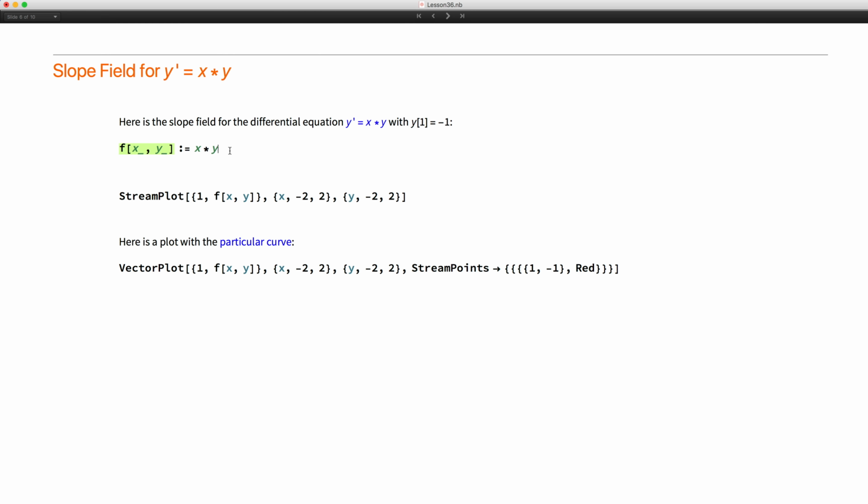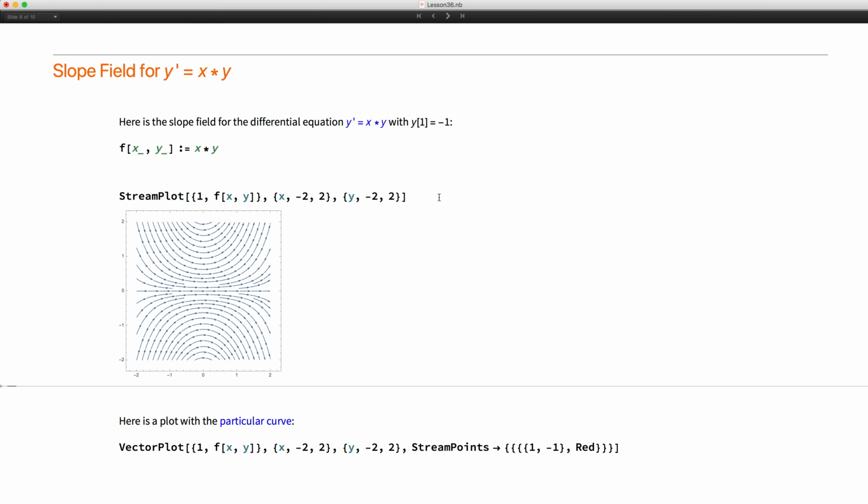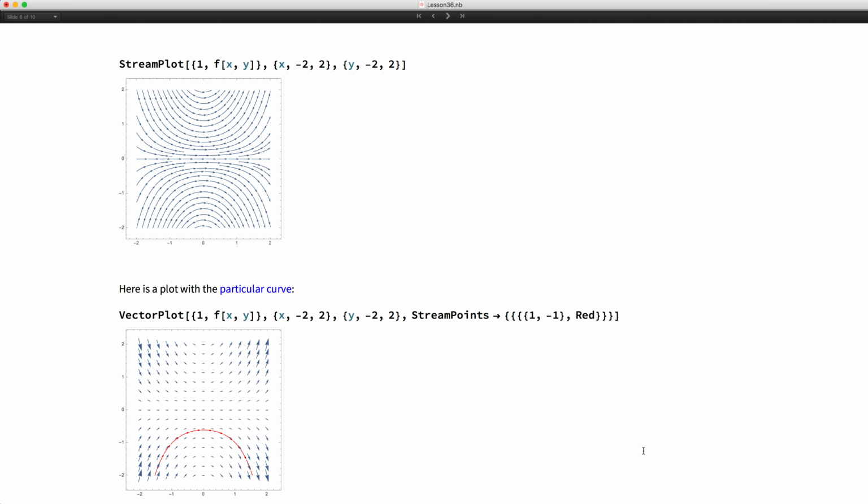Okay. Another example, let's take f to be x times y. Now what happens over here is the stream plot depends upon where you are. So if you're in the first or the third quadrant, then both x and y are the same sign, so you have positive slopes, and just the opposite happens in the other two quadrants. And if you want the particular solution, y of 1 equal to -1, you plug that over here in StreamPoints and you get back the plot for that particular curve.